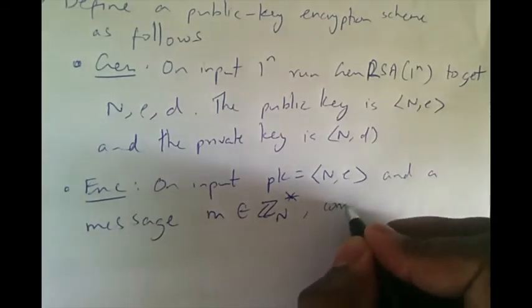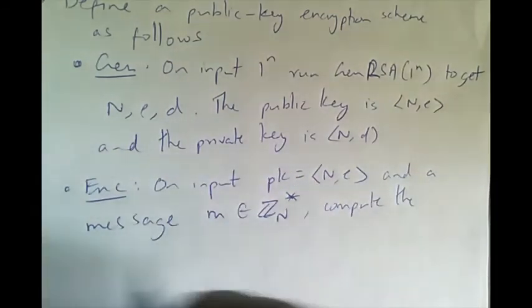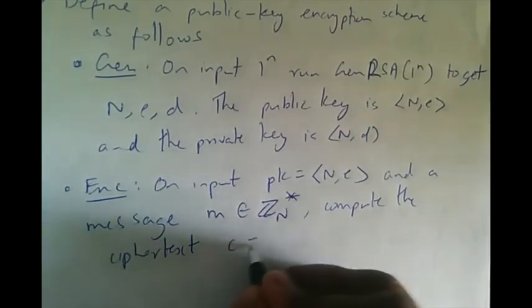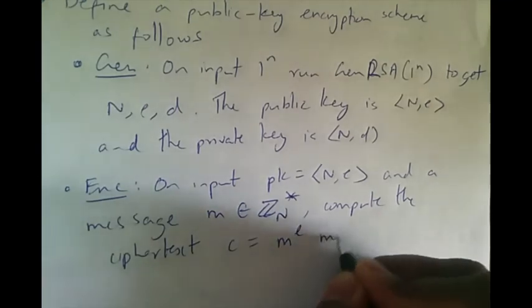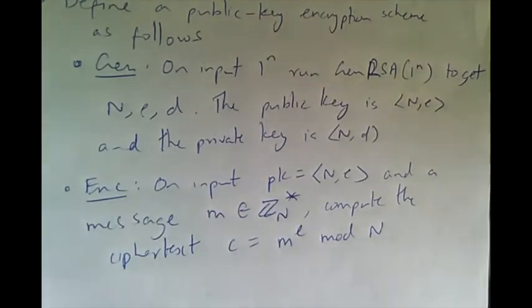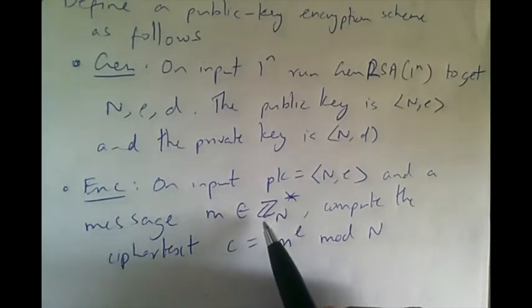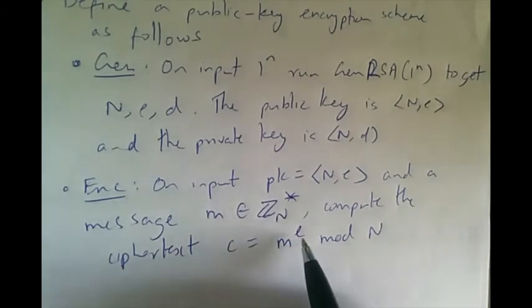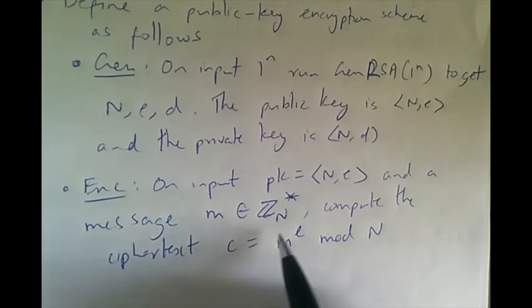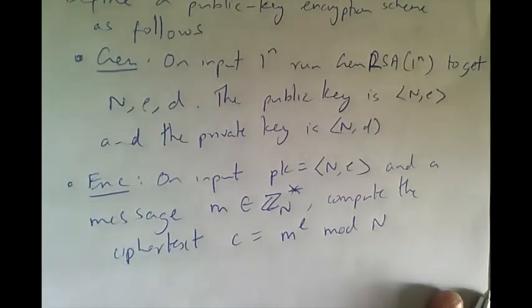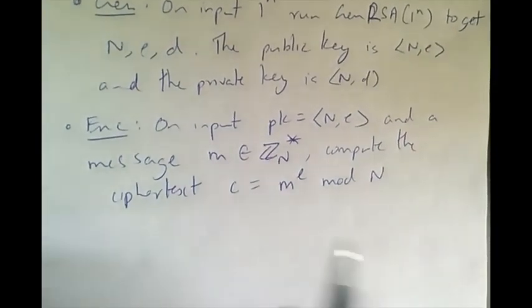So you compute the ciphertext C equals M to the E mod N. So you take the integer, which is the message, you raise it to the Eth power, and since M belongs to Zn star and you're doing multiplication, C will also belong to Zn star because you're doing M to the E mod N. Okay. Finally, the decryption.